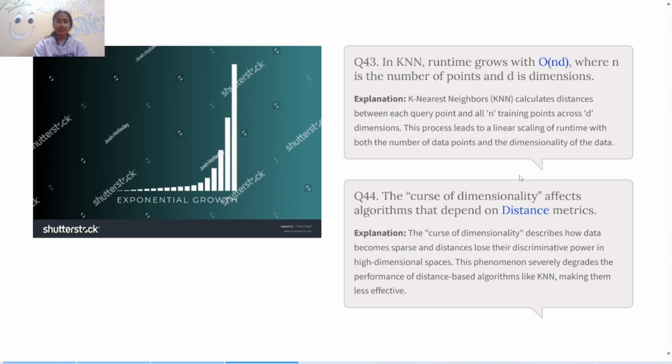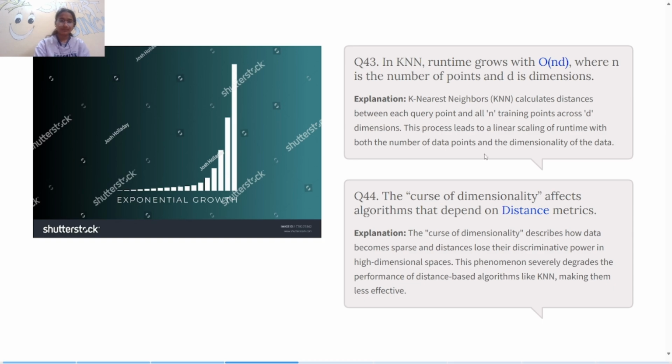Question number 43. In KNN, runtime grows with blank, when n is the number of points and d is the dimension. Because when KNN tries to classify a new point, it has to calculate the distance between the query point and all n training points across d dimensions. So the time increases with both n and d. So here the answer is O(n·d).